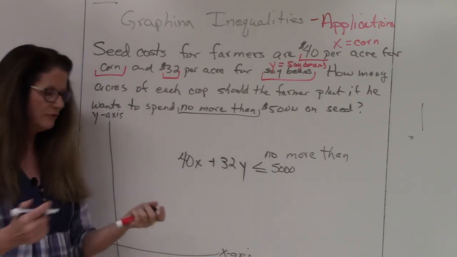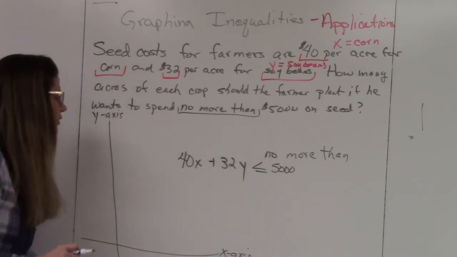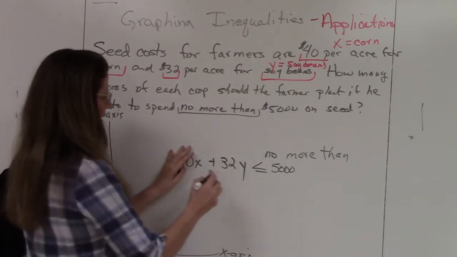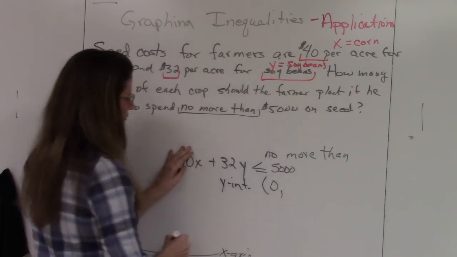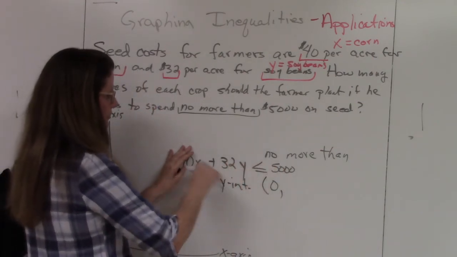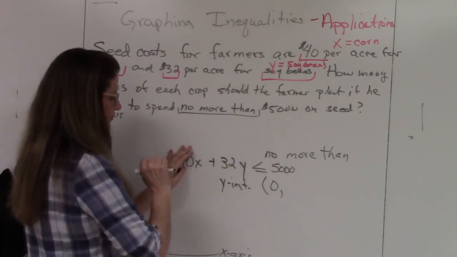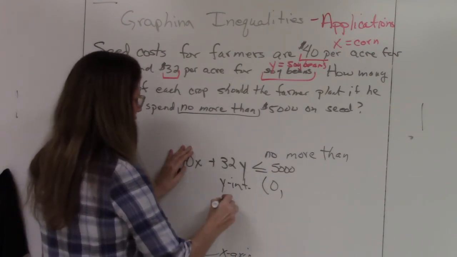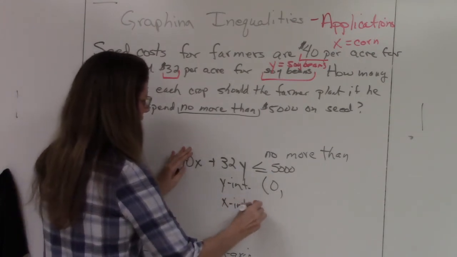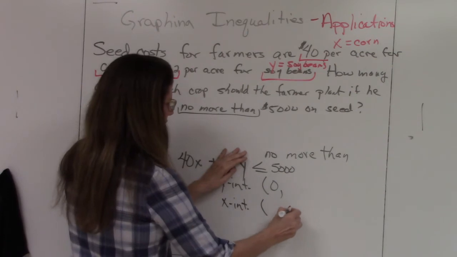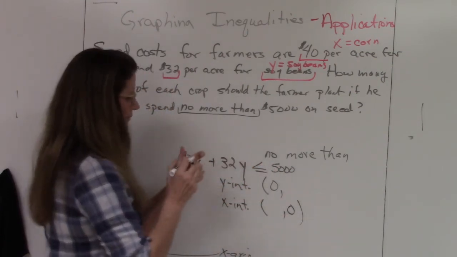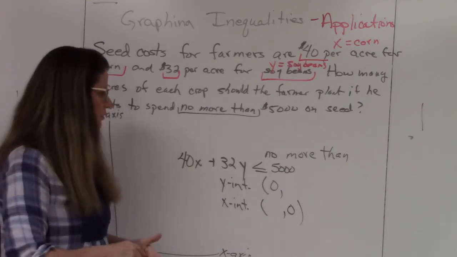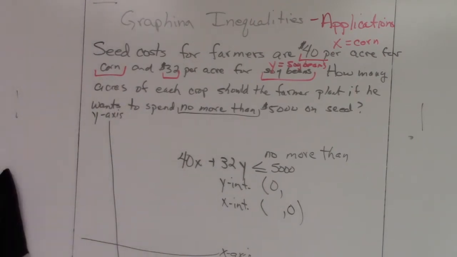Now you use the cover-up method. That's all you're going to do. You're going to find your y-intercept: x is 0, and you're going to do 5,000 divided by 32. And then you're going to do your x-intercept. That's when y is 0, and you're going to do 5,000 divided by 40. Okay? So let me do that real quick, and then we'll jump back into it.